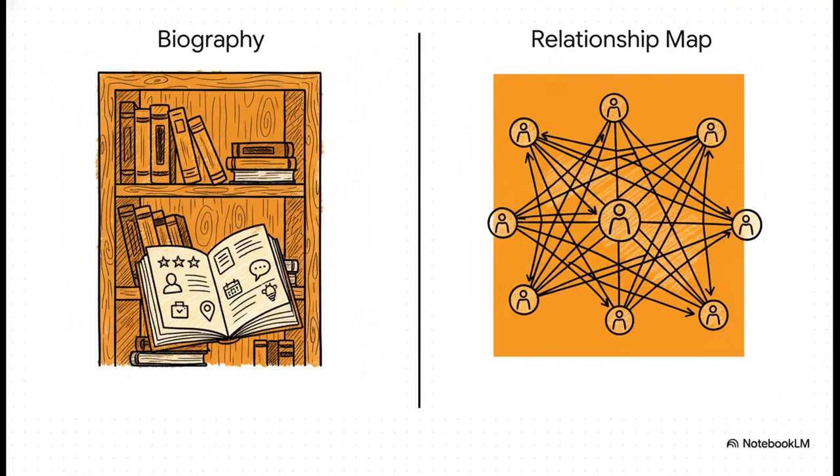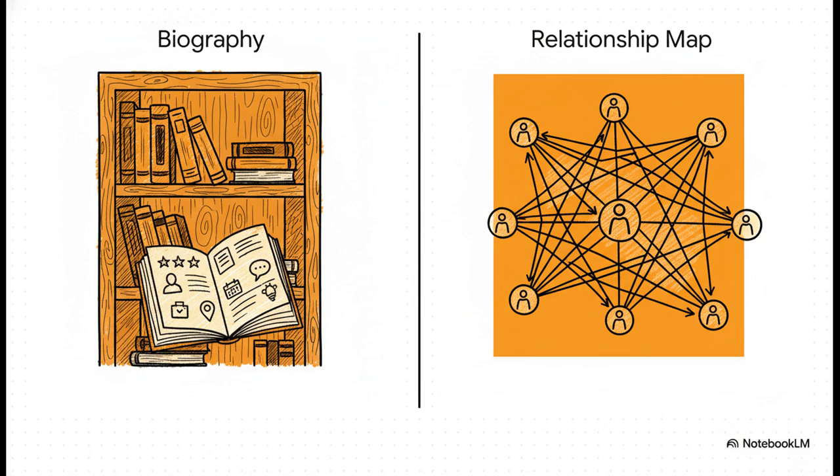On one hand, you've got what we'll call the biography. This is your document database. Each document is like a rich, detailed profile card for one specific thing, a user, a product, you name it. If you want to know everything there is to know about one item, you just pull its biography off the shelf. Super simple.